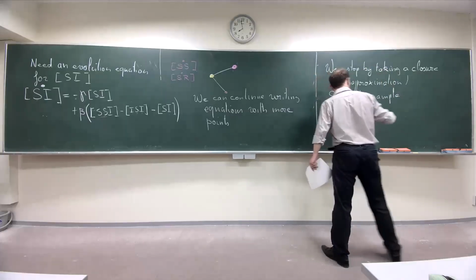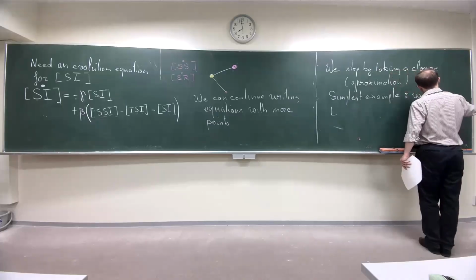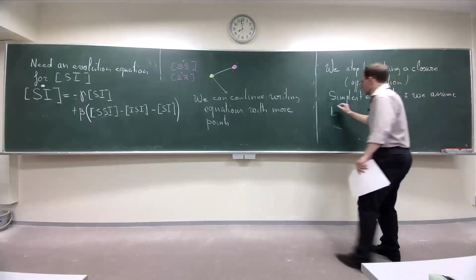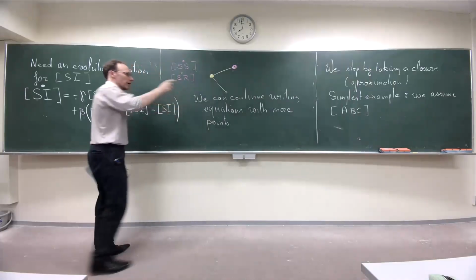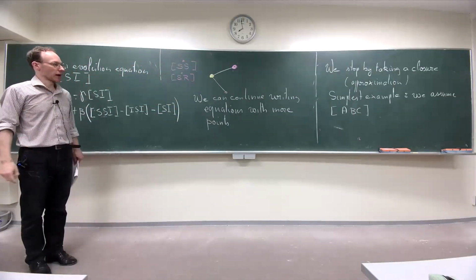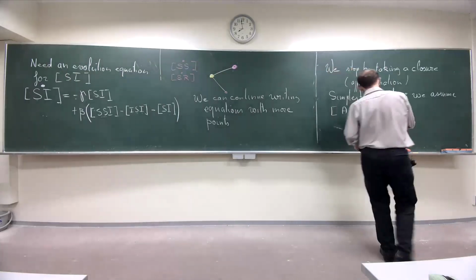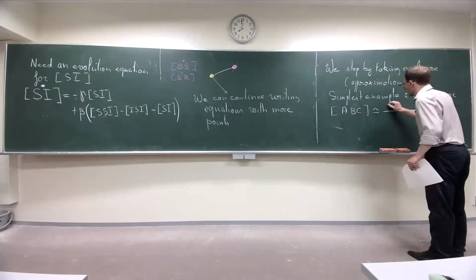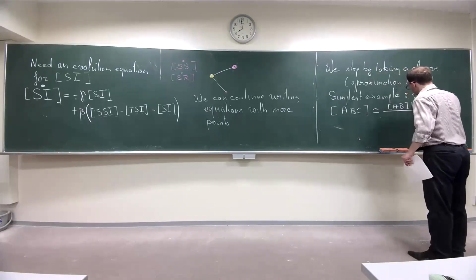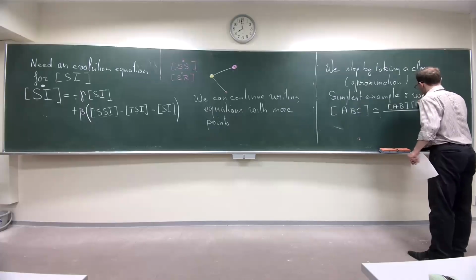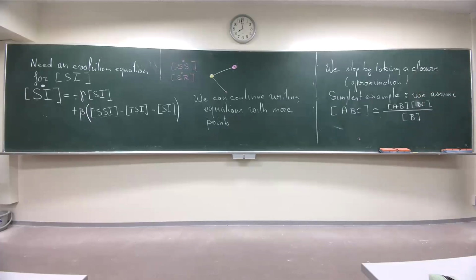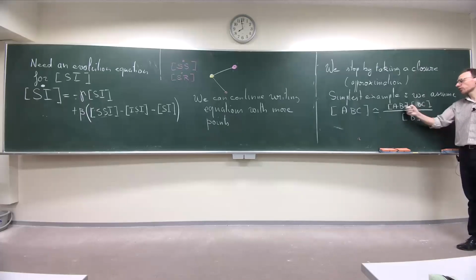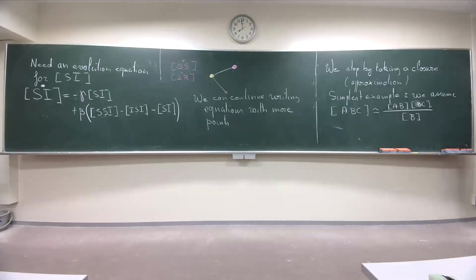We assume that the product ABC, where A, B, C stand for either S or I or R, takes something of this form: the product of AB times BC divided by the probability of B. So it means you express your function of 3 points as a product of 2 functions of 2 points and 1 function of 1 point.